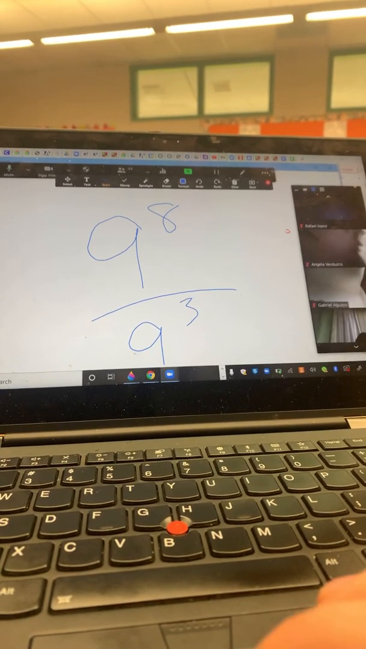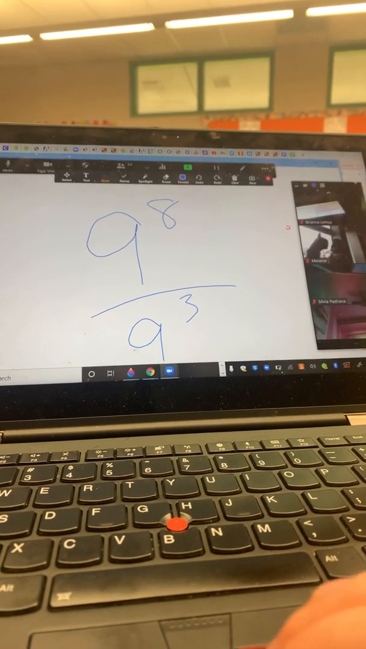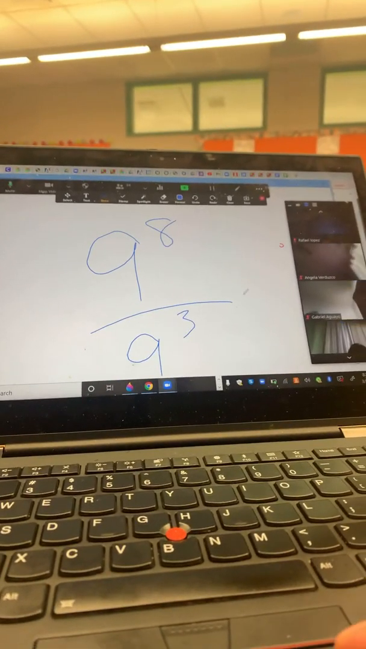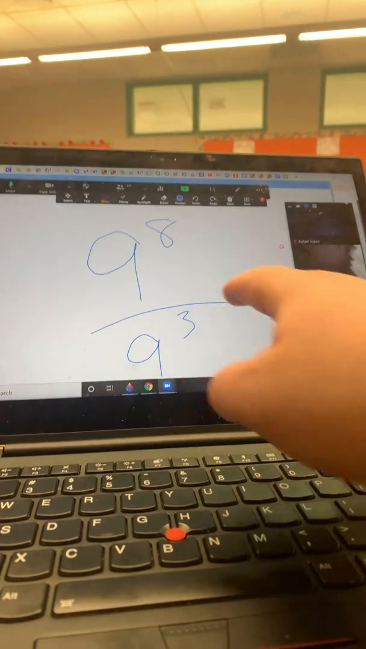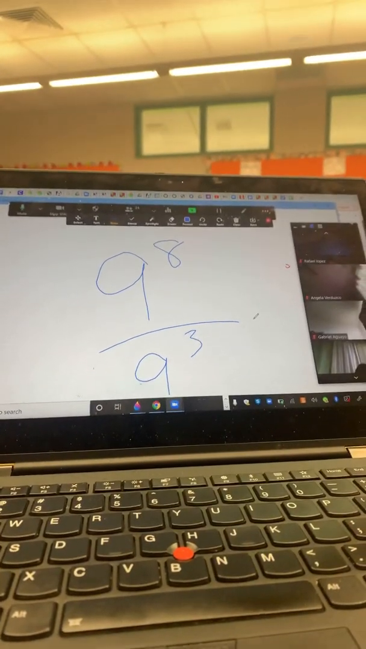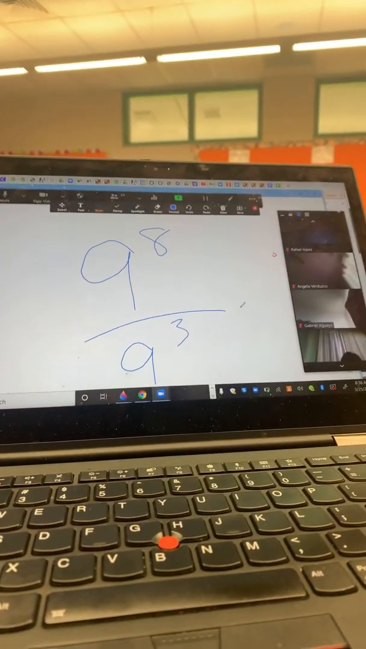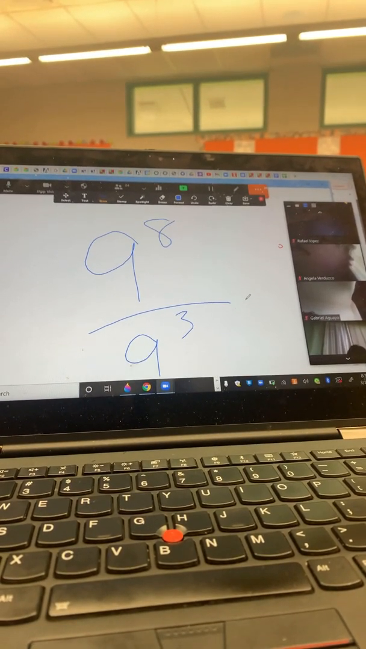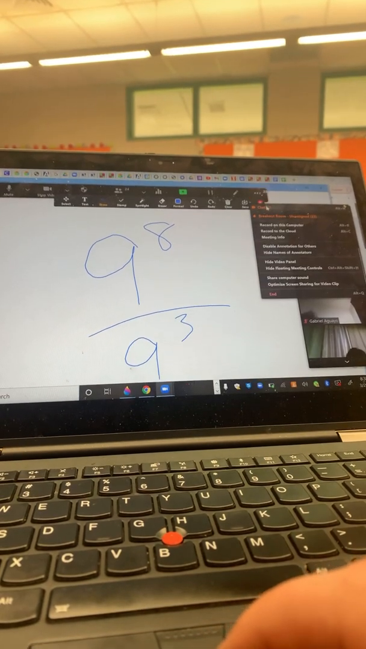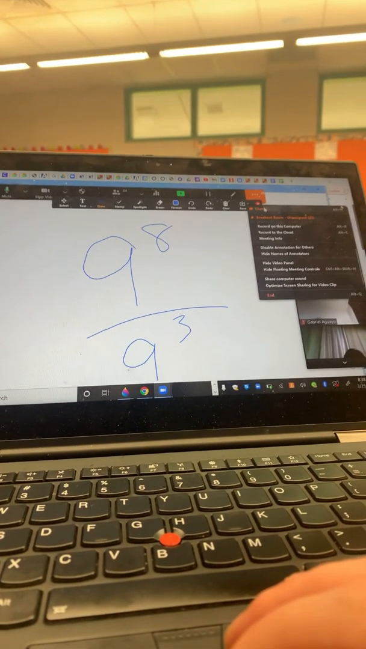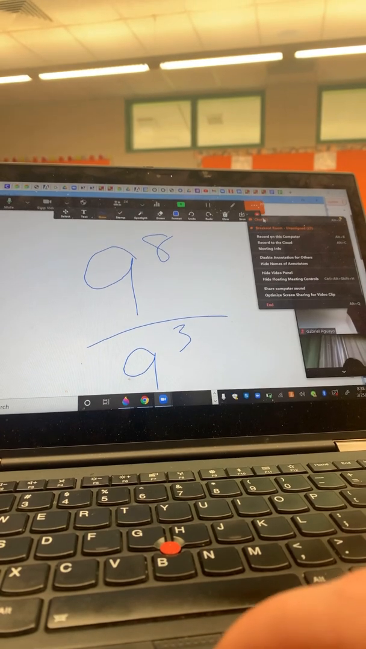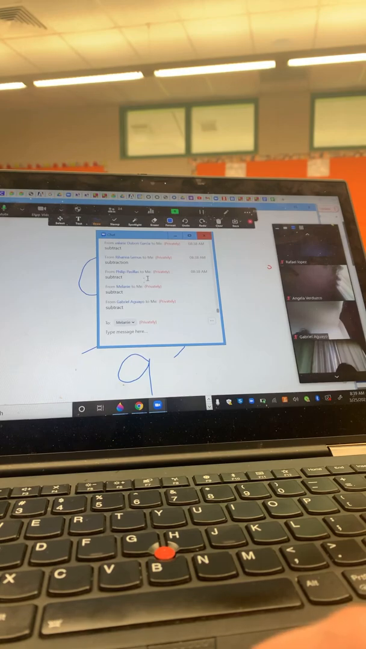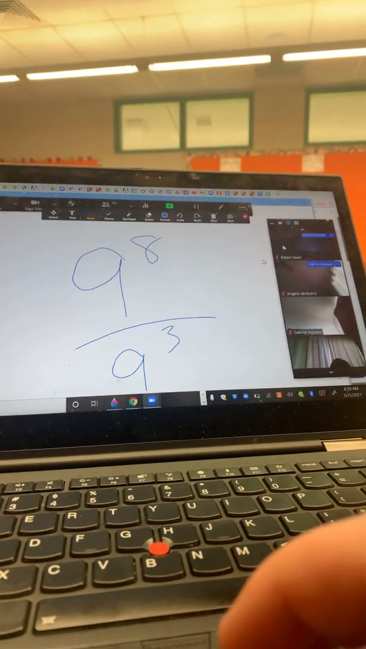Oh yeah, seeing lots of thumbs up. All right, so our bases are the same. Now, what do we need to do with the exponents when the bases are the same in a division problem? If we add them in a multiplication problem, what do we need to do to them in a division problem? Good. Very good. Subtract, right?